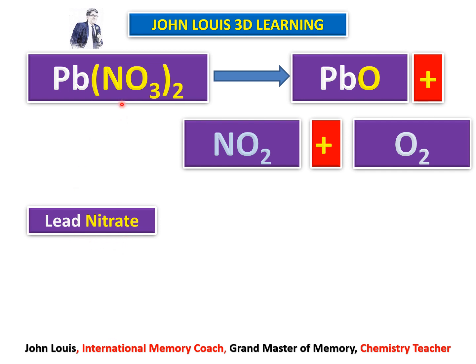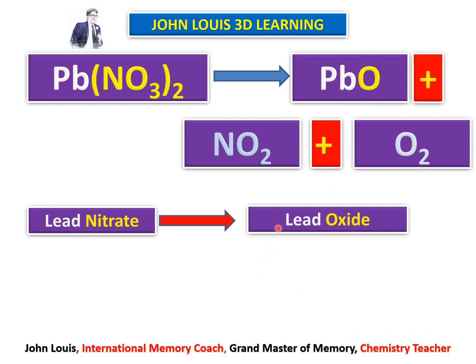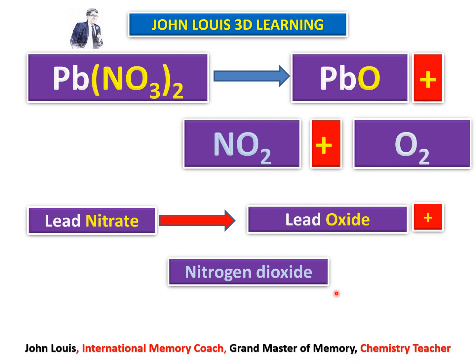Okay, that already we have learnt. Okay, this gives PbO. What is PbO? Pb is lead, O is oxide, therefore lead oxide. Then NO2 is a gas that is known as nitrogen dioxide. N is nitrogen, there are 2 oxygens in it, therefore this gas is nitrogen dioxide, and plus O2. O2 is oxygen. Okay, so next equation.